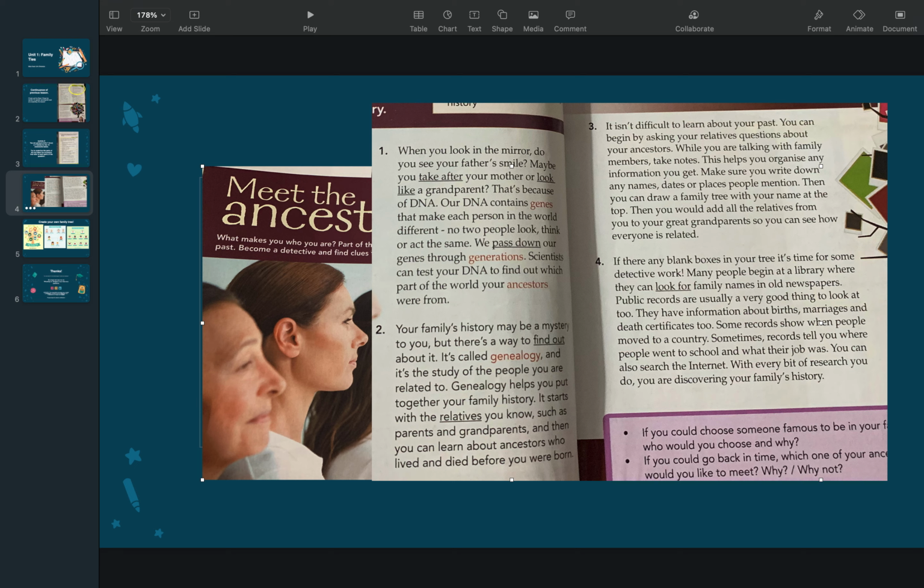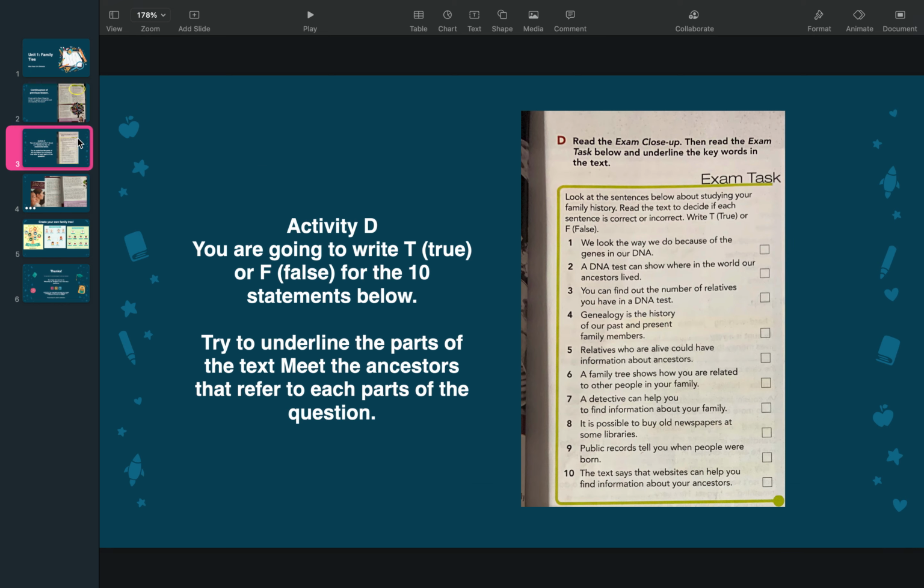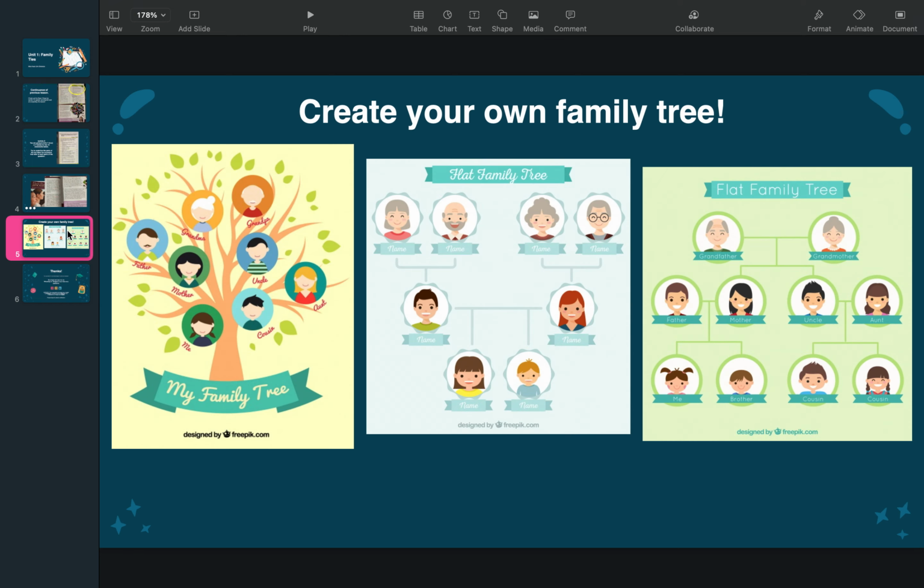Okay, dah faham? Boleh jawab soalan dekat sini. Aktiviti D. And then lepas dah siap aktiviti D, nak kena buat apa teacher? Kena tengok sini. Create your own family tree. Okay, tolong buat family tree. Please create your own family tree.